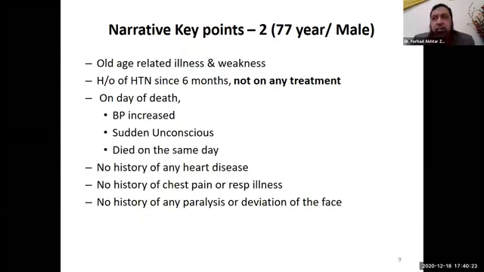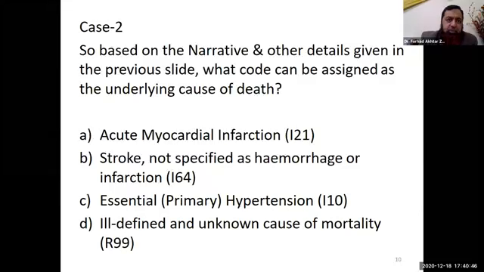Usually in a narrative, we might find they mention a deviation of the face, paralysis, or intense chest pain, sweating. Nothing of that is mentioned in the narrative. In the additional information, we do not get all those, but in the narrative, nothing was mentioned. But there was hypertension and sudden unconsciousness.